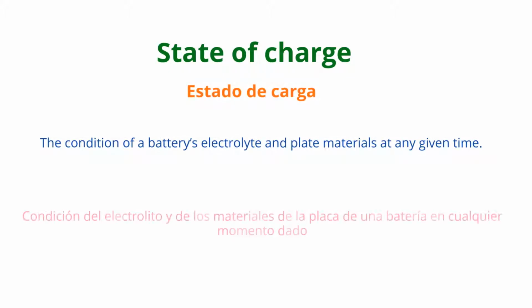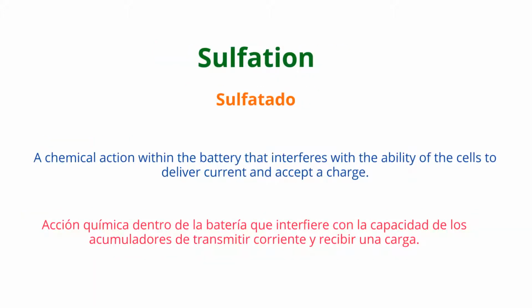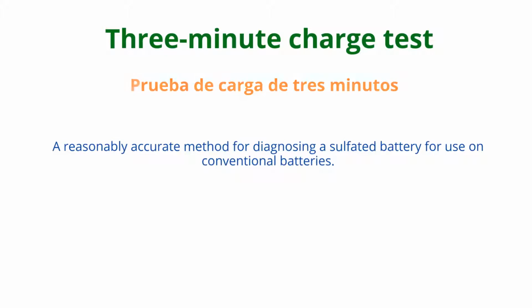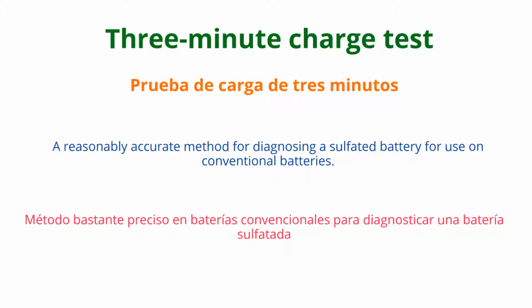State of charge. The condition of a battery's electrolyte and plate materials at any given time. Sulfation. A chemical action within the battery that interferes with the ability of the cells to deliver current and accept a charge. Terminals. Terminals provide a means of connecting the battery plates to the vehicle's electrical system. 3-minute charge test. A reasonably accurate method for diagnosing a sulfated battery for use on conventional batteries.